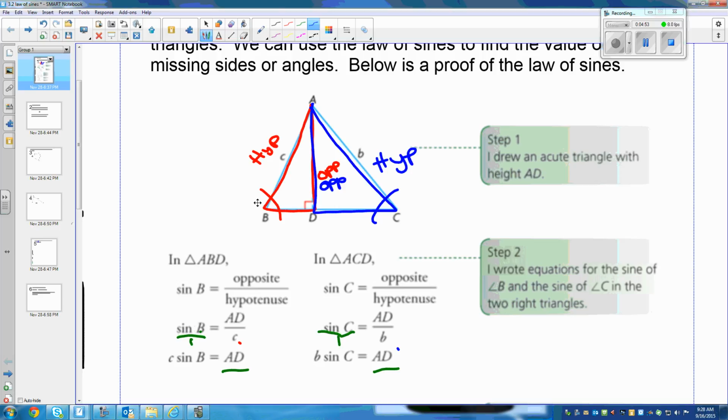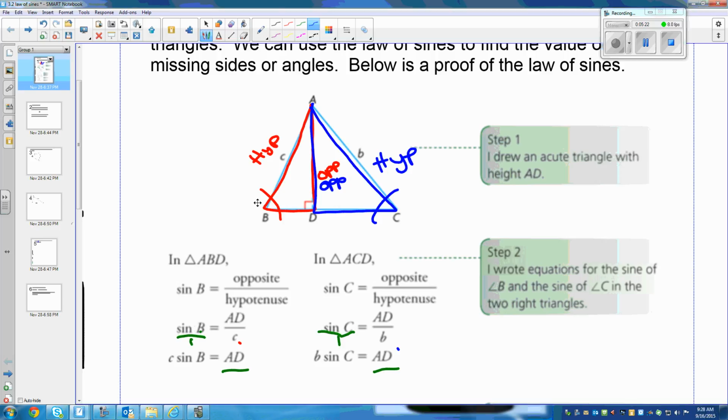Before we move on, does anyone know why there are lowercase letters and big letters? Anyone know why we use lower and bigger letters in triangles? The lower letters are equal to side lengths. The big letters stand for the angles. So this is side length B times the sine of that angle measure C.